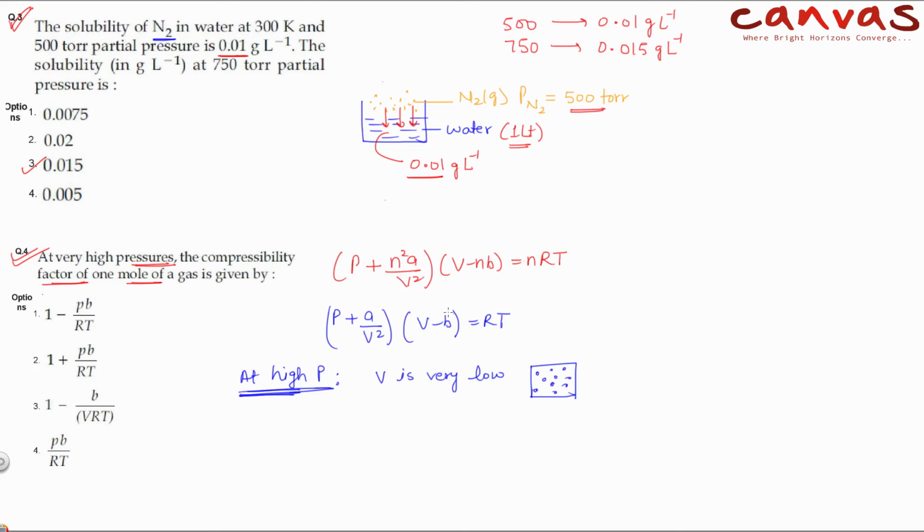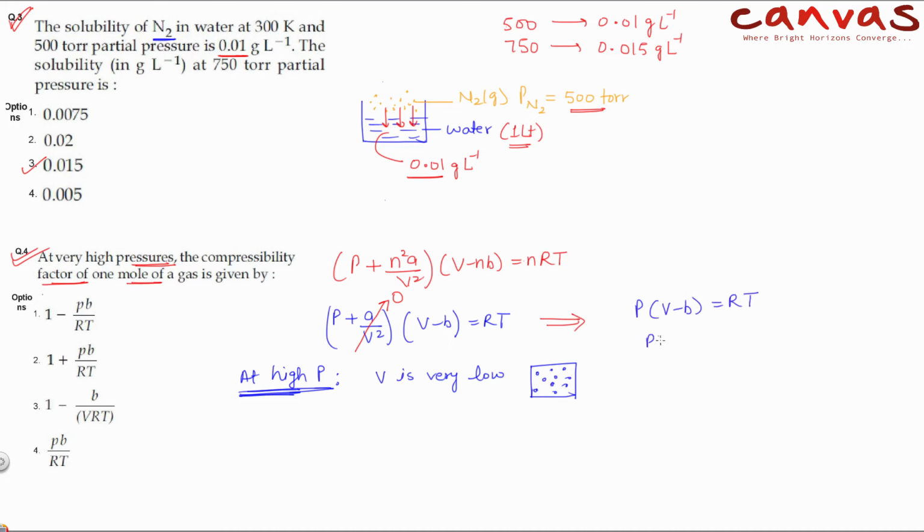Okay, so this part we have to consider V minus B, but since pressure is very large, value of P plus this very small value, so this value can be neglected, since it's just like it is 1000, it is 1, so 1 can be neglected when added to 1000. Okay, so this gets simplified into P into V minus B is equal to RT.